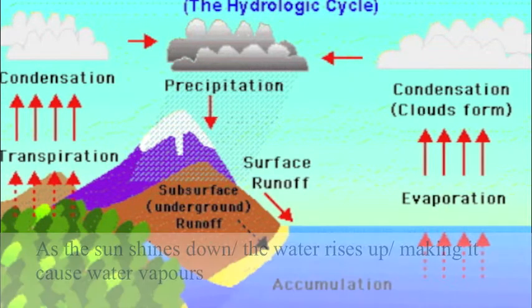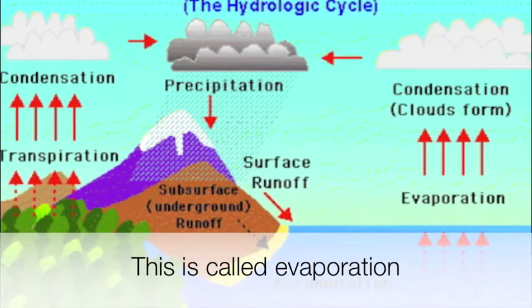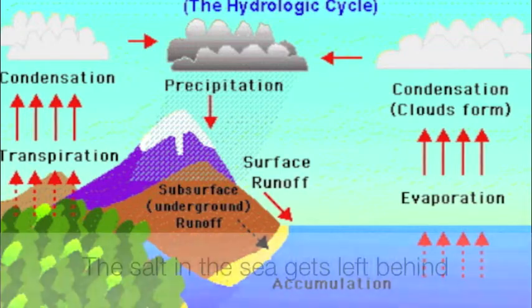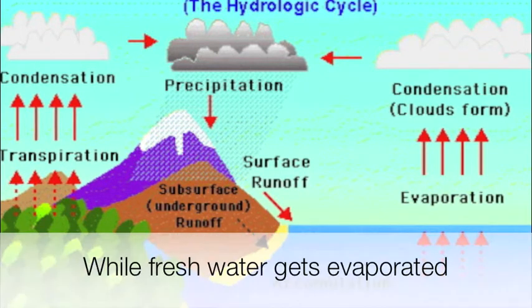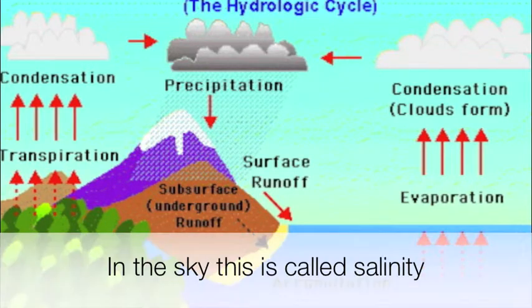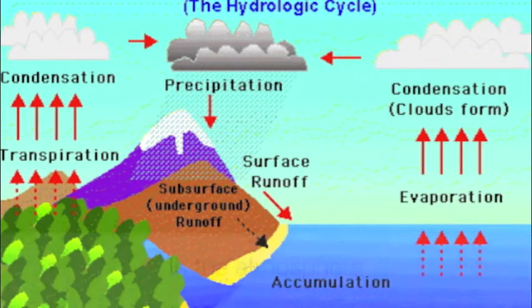The sun shines down, the water rises up, making water vapor. As the water changes from liquid to gas, this is called evaporation. The salt in the sea gets left behind while fresh water gets evaporated. In the sea, this is called salinity.